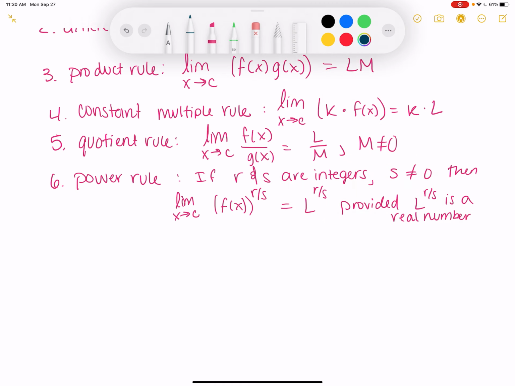Alright. Theorem 2. This is the polynomial and rational functions. Alright, this one is also in 2 parts.